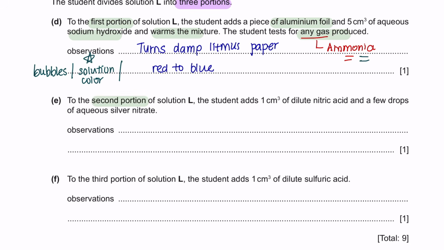Question E. To the second portion of solution L, the student adds 1 cm cube of dilute nitric acid and a few drops of aqueous silver nitrate. This here is a test for halides.